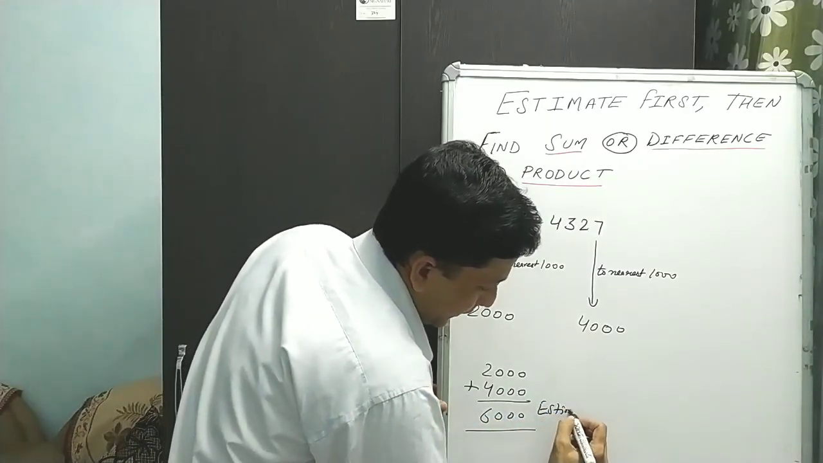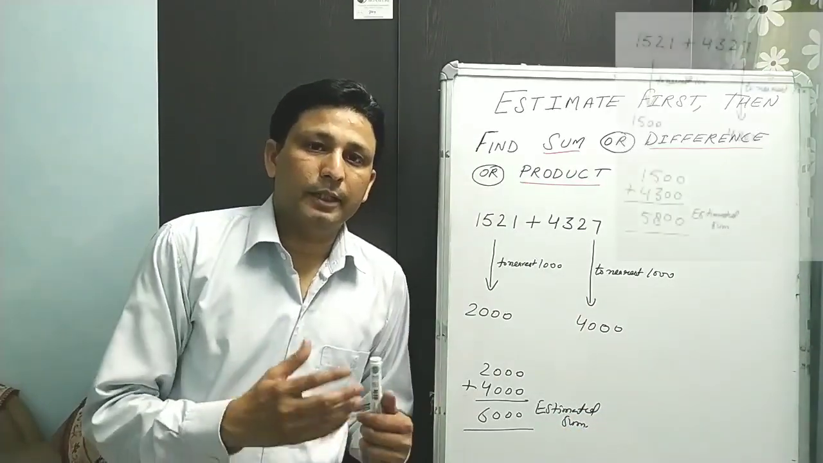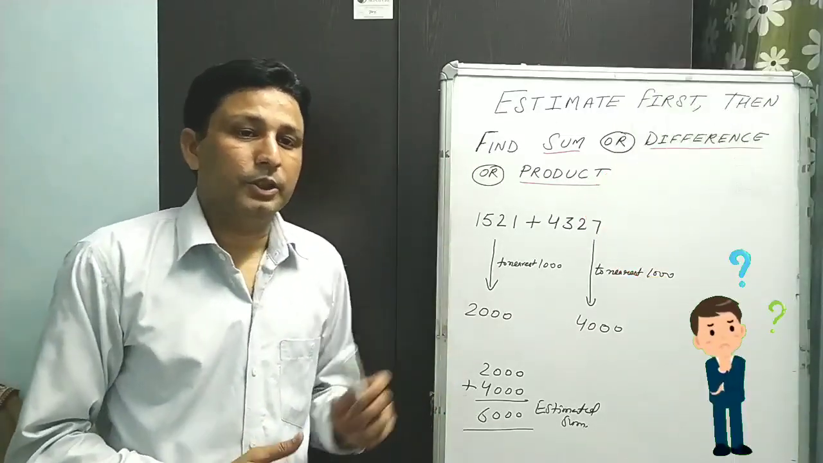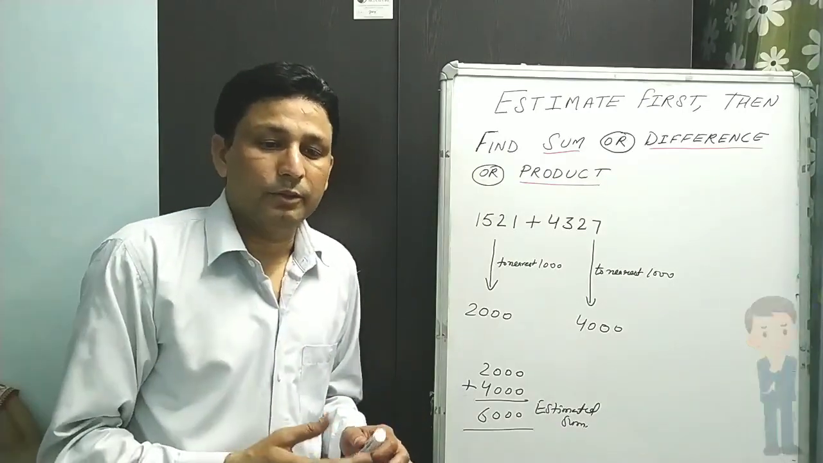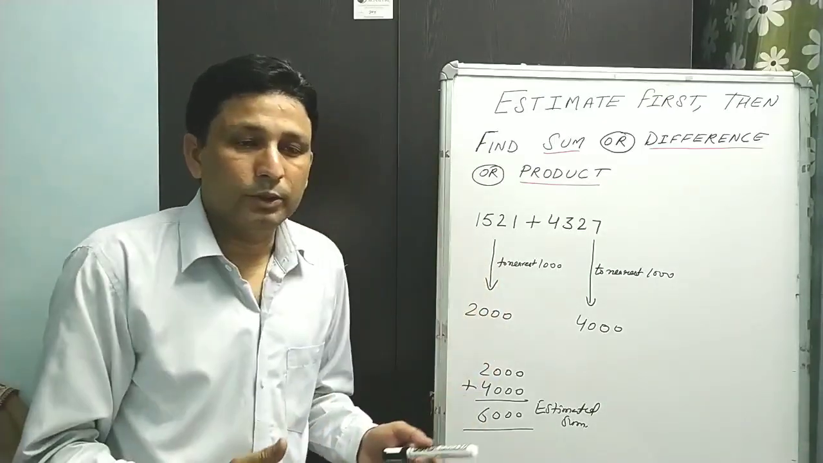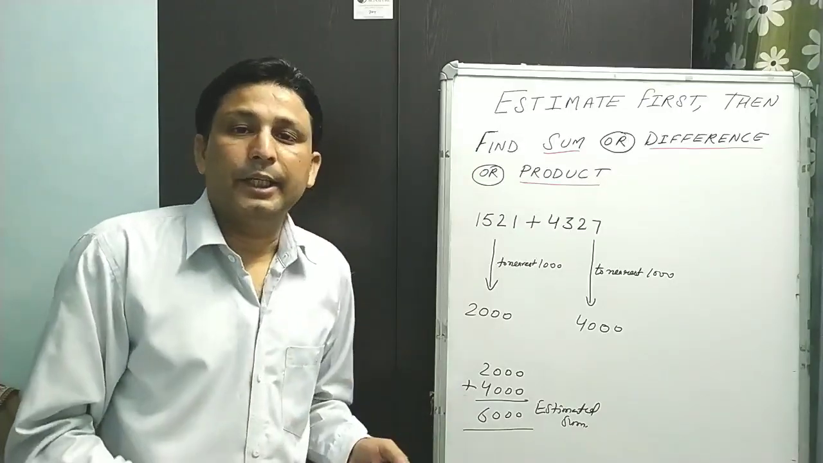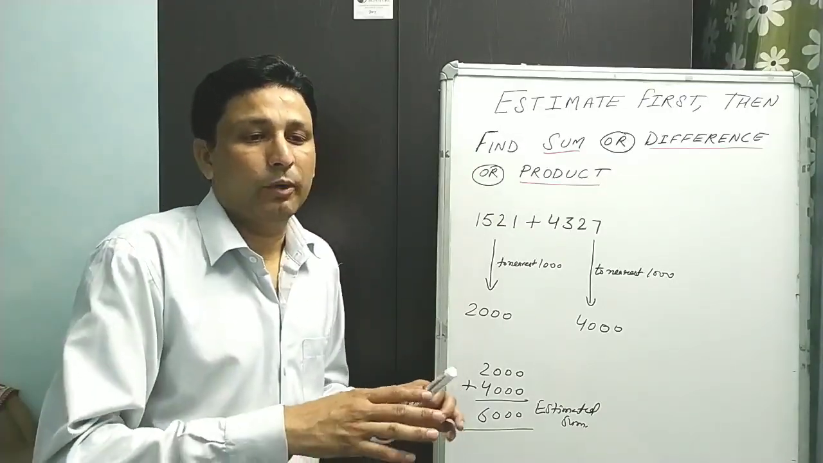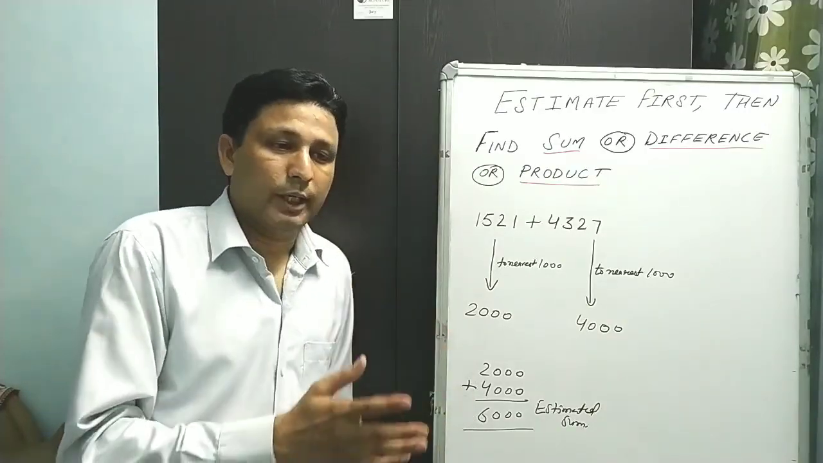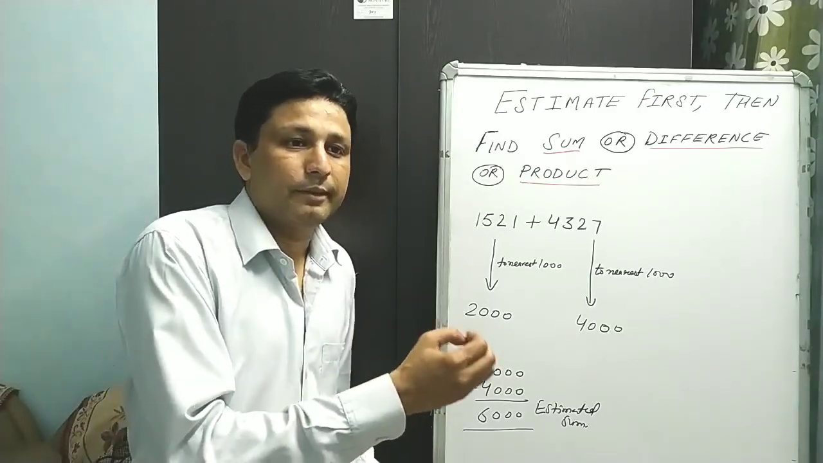It is an estimated sum. So here you can see that both answers are different from each other, but both answers are correct. Why? Because in the question there is no mention of what method you will use, so you are free. If you want to use nearest 1000 you can, if you want to use nearest 100 you can, if you want to use nearest 10 then you can. So there is no restriction on what method you apply. Your answer may differ from the answer sheet, but your method should be correct.